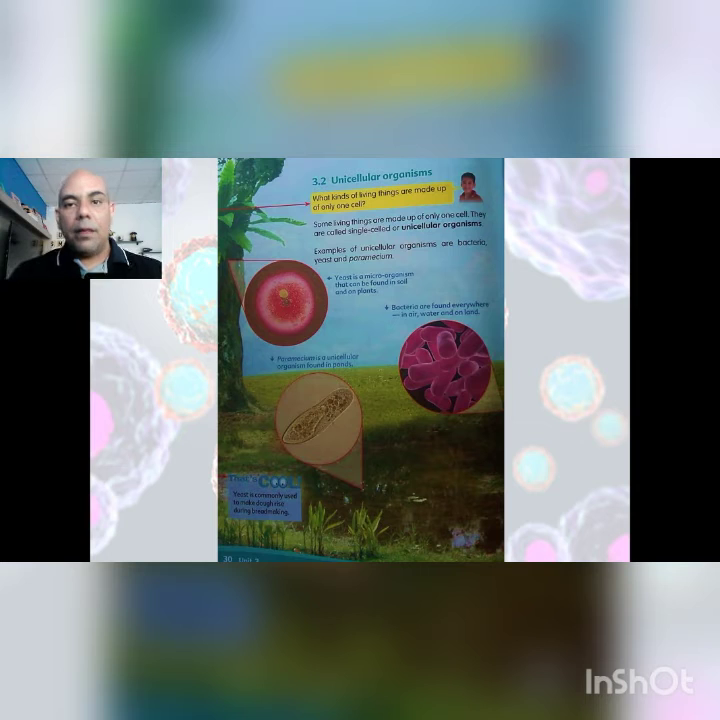Page 30. On page 30, we have what we call unicellular organisms. What kind of living things are made up of only one cell? Some living things are made up of only one cell. They are called single-cell or unicellular organisms. Examples of unicellular organisms are bacteria, yeast, and paramecium.